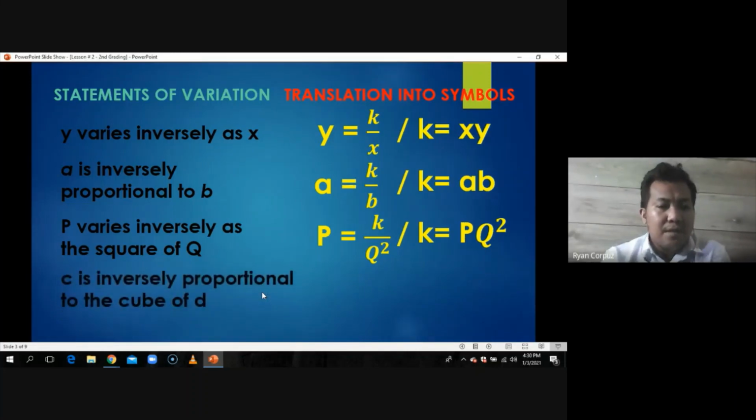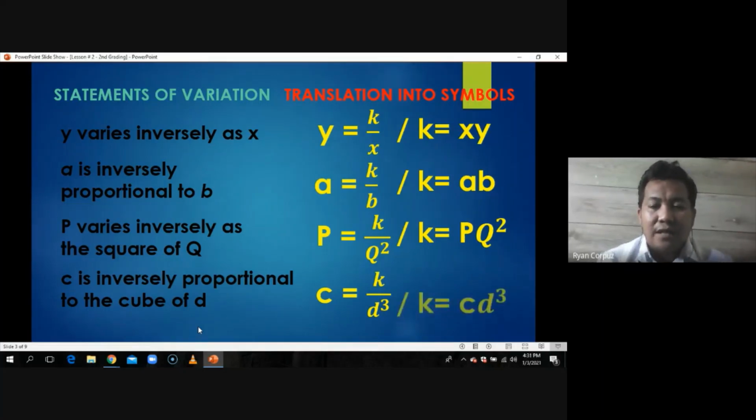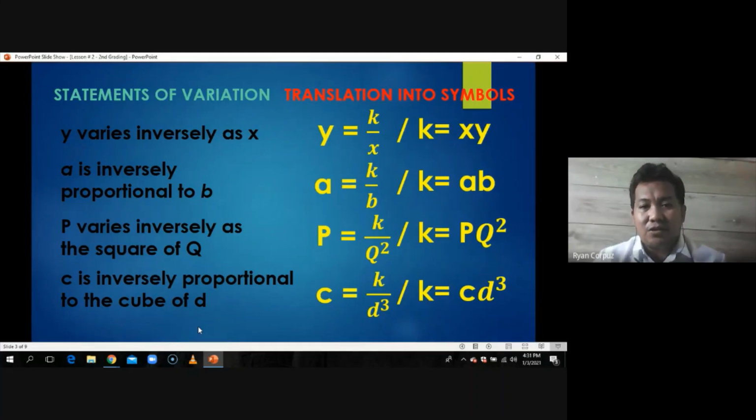Next, number 4. C is inversely proportional to the cube of D. So we have here the word cube of D. Pag translate natin siya into symbols, yung first translation niya, the same as we read it, that would be C is equal to K over D cube. D raised to 3. That's what we mean by cube of D. Then, this translation in terms of K will be K is equal to C D cube. So that's how we translate statements of variation into symbols involving inverse variation.